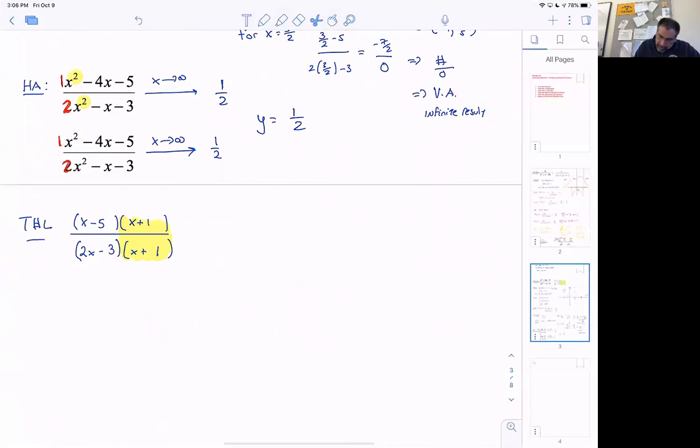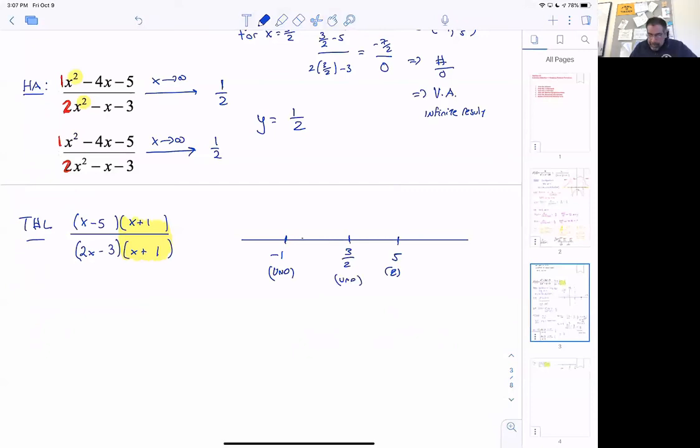So I need to make a trichotomy number line. On the number line, you have to put all of your zeros and all of your undefineds. So we've got 5 as a 0 from the top. That was our x-intercept. We've got -1 as an undefined. We've got 3/2 as an undefined.